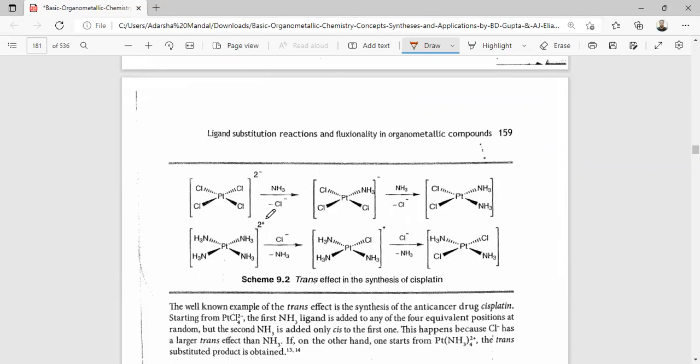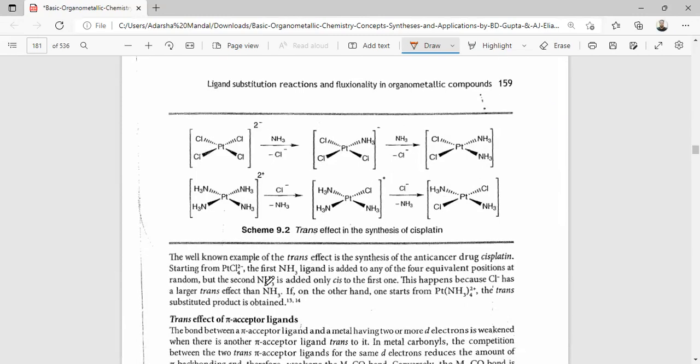So the well-known example of the trans effect is the synthesis of the anticancer drug cisplatin. Starting from PtCl4 2-, the first NH3 ligand is added to any equivalent position, and then the second NH3 is added only cis to the first one. This happens because Cl has a larger trans effect than NH3. If, on the other hand, one starts with Pt(NH3)4 2+, the trans substitution product is observed. So this gives cisplatin, and that gives transplatin.